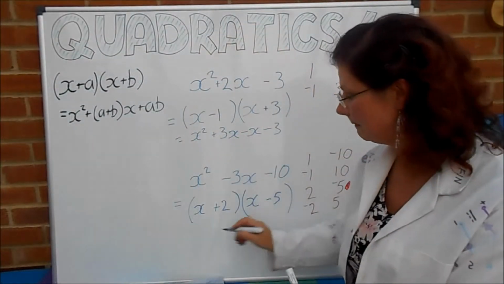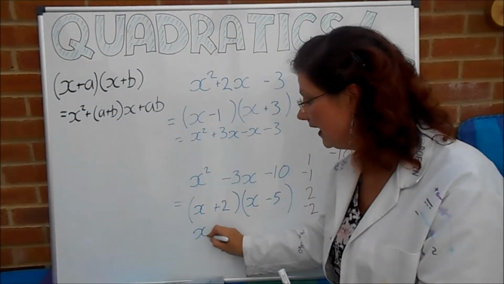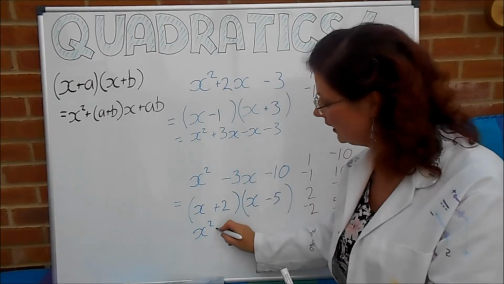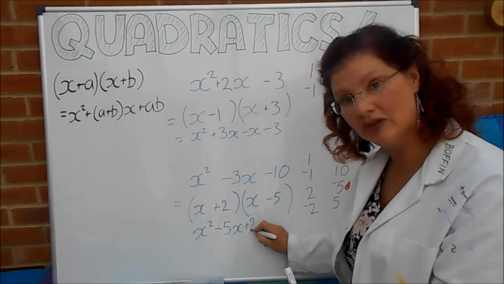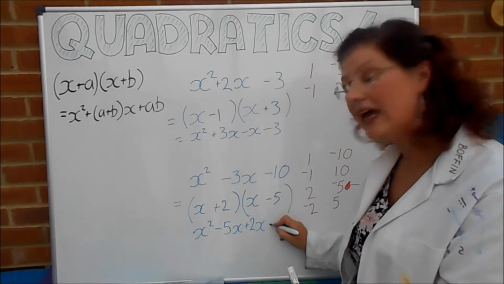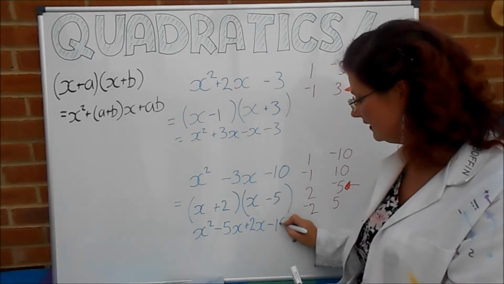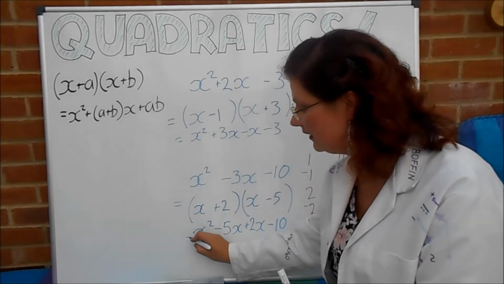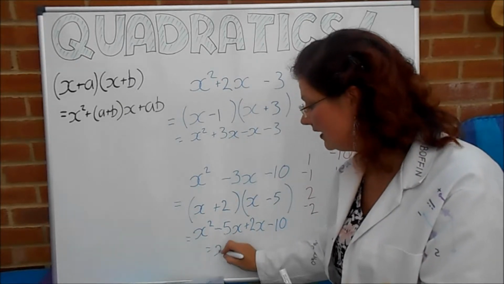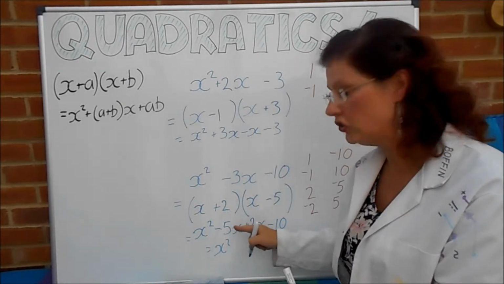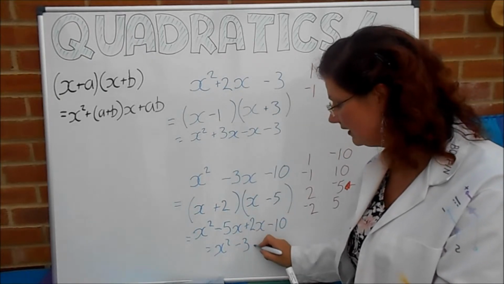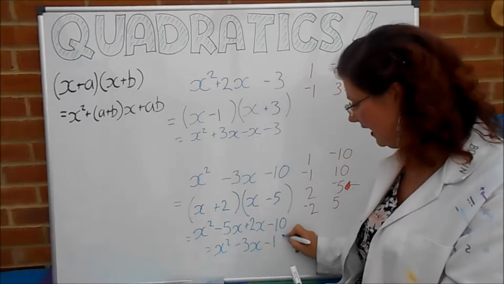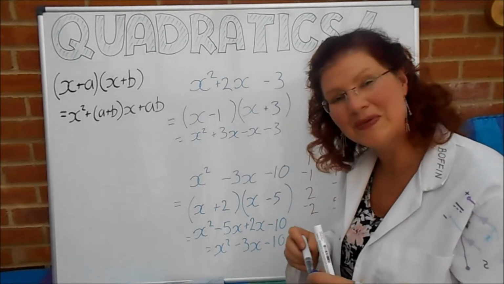You should have this. The first two, x squared. The outside two, minus 5x. The inside two, 2x. And the last ones, minus 10. Simplifying that, we end up with x squared minus 5x plus 2x is minus 3x, minus 10, which is what we started with.